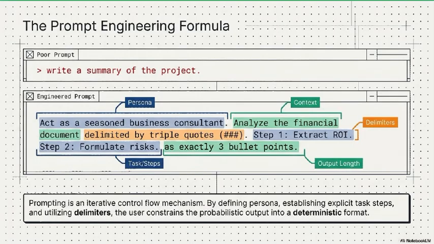If we look at the theoretical mechanics behind this, you are forcing the attention weights. You are telling the model exactly which tokens matter heavily: ROI, risks, 3 bullets, and constraining the probability of it rambling off topic. Right. You've turned a creative jazz musician into a focused, highly constrained executor. Okay, I feel like my brain is expanding here.